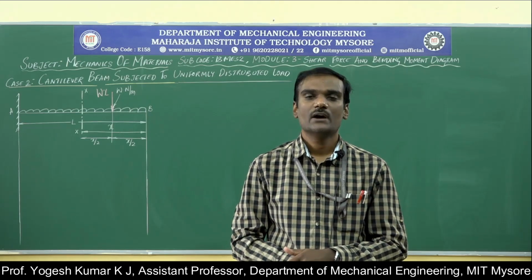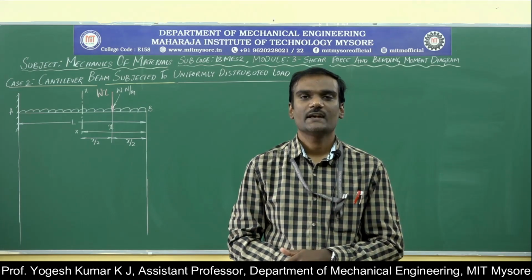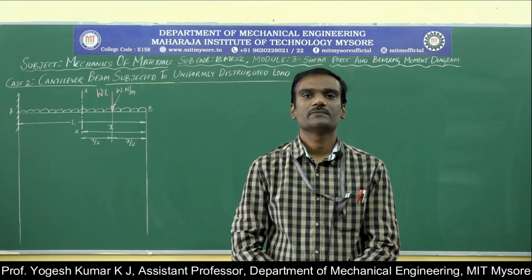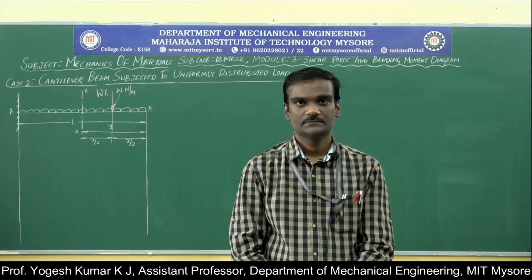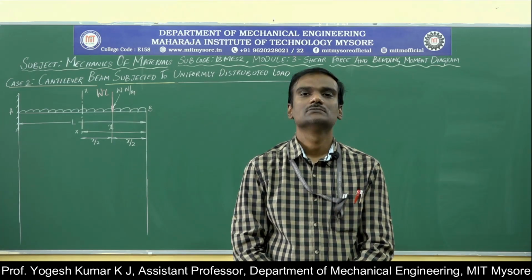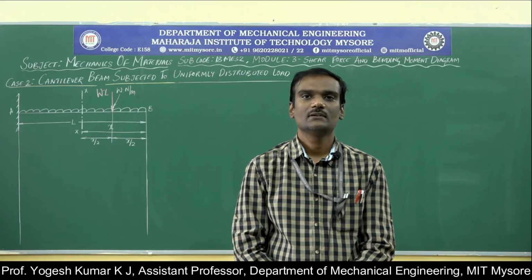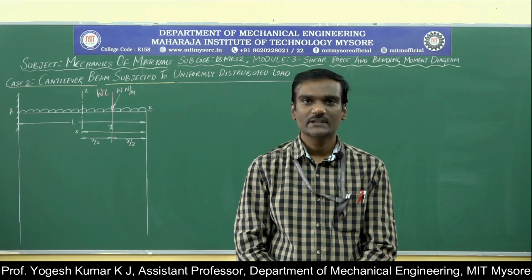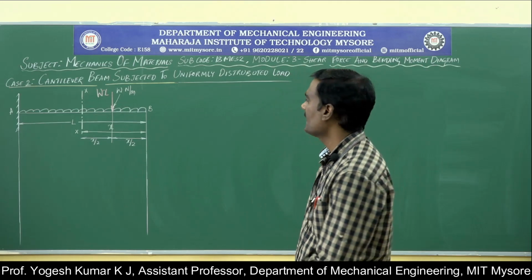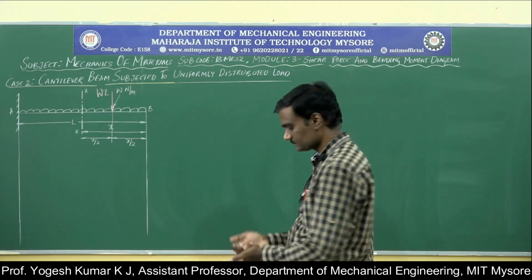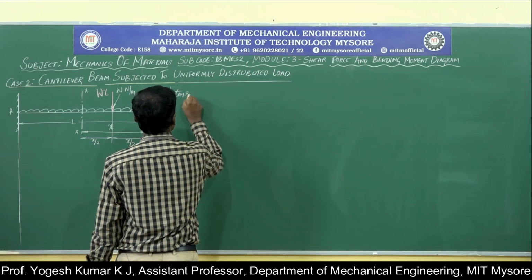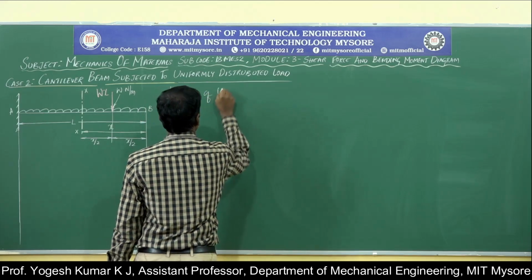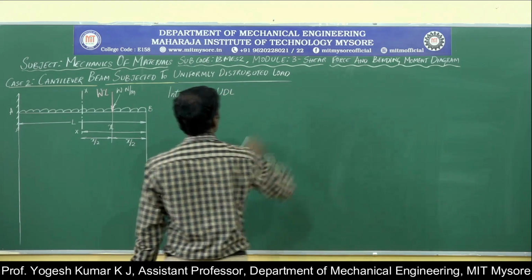Full stop. Now consider a section XX at a distance x from the free end, as shown in the figure. Now the intensity of UDL acting for a span length of x is Wx, and it will be acting at the mid span of x. UDL means uniformly distributed load.